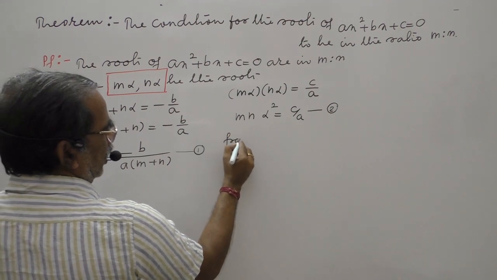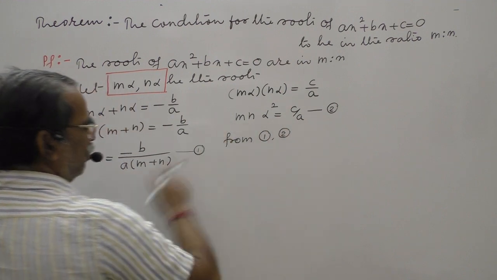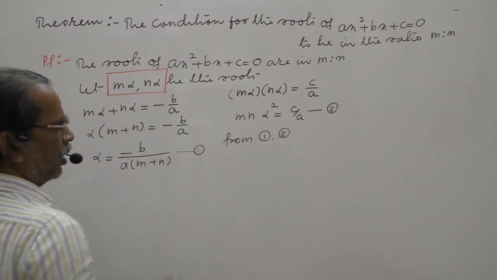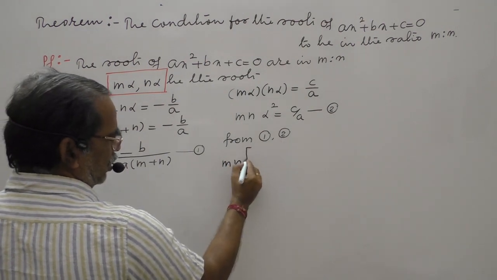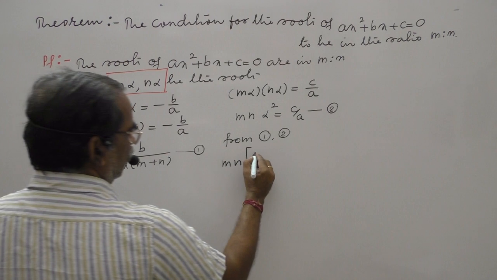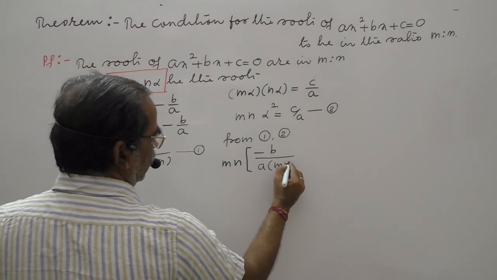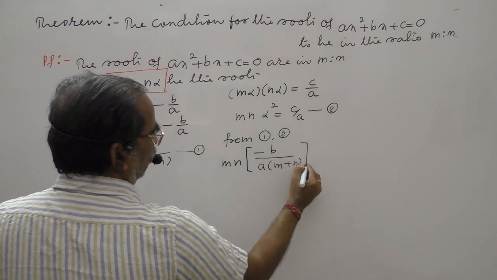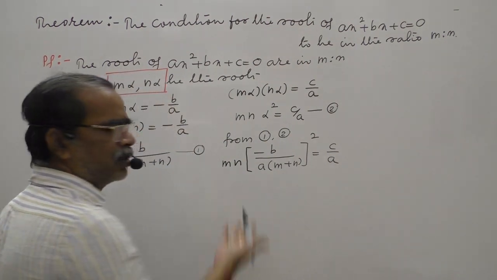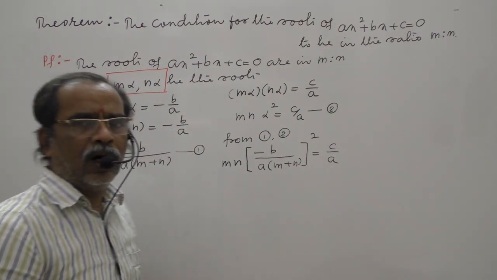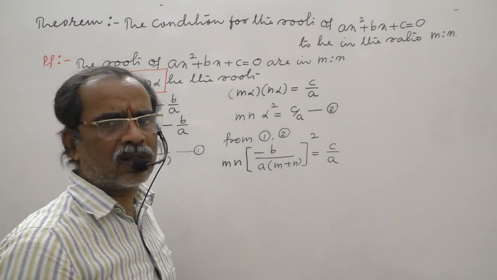So to get the condition, very simply, from equations 1 and 2, you eliminate the parameter. Alpha is parameter. So Mn into alpha square. What is alpha from 1? It is minus b divided by a into m plus n. This is alpha. Square is there. Is equal to c by a. This is the condition. When the parameter alpha is eliminated, that will give us the locus or condition.